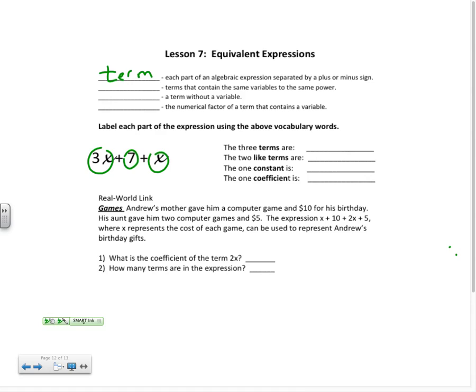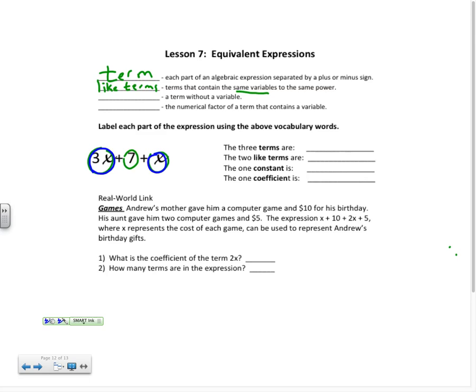Terms that contain the same variables and they're to the same power are called like terms. So if we look at our example below, the terms that contain the same variables would be 3x and x. So those are like terms.